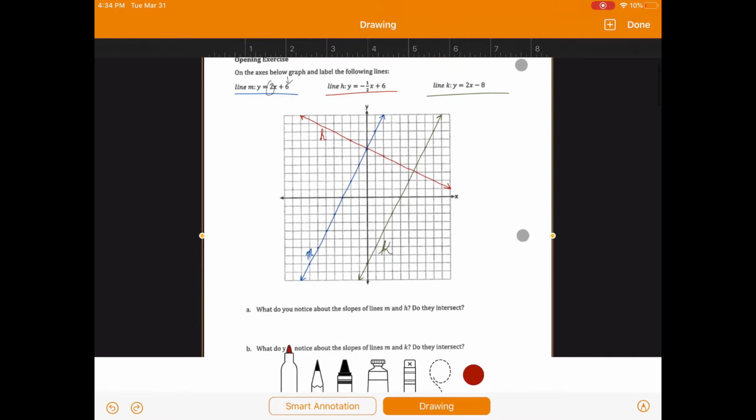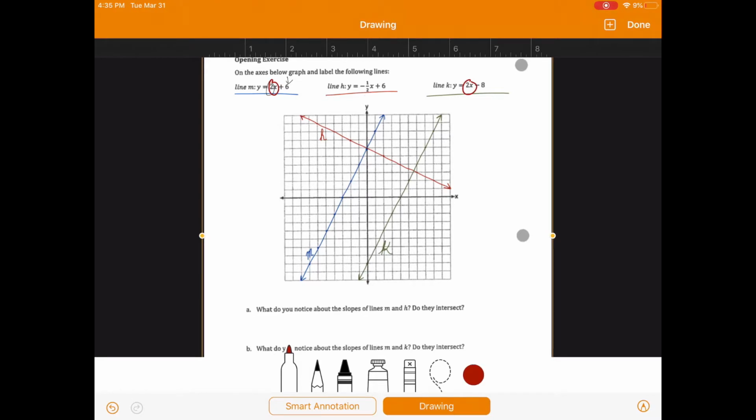So something that you might notice about the slopes is that for the blue line and the green line, they actually have the same slope. You've got 2x here and you've got 2x there. And that is going to have a lot to do with why they look the way they look.